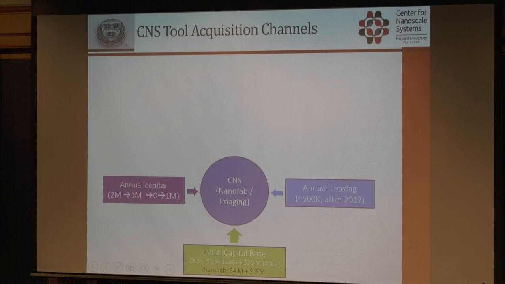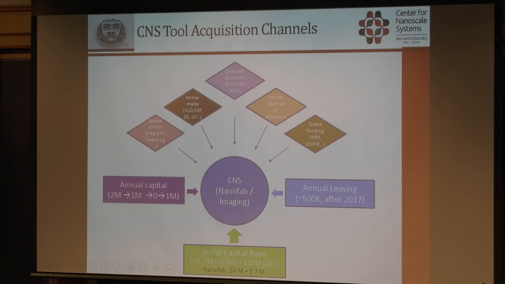Another interesting result is that after Bill joined, he managed to get approval from the school to give us an annual leasing budget of about 500K. So basically we can replace our workhorse tools, those very busy tools. We just lease some second-hand tools. Right now, that helps a lot. And also we are hungry, so we seek any other possible resource. One is that we're actively involved in MRI funding, and for example the Nanoscribe is one of my MRI programs, and some faculty also donate their startup or equipment to the center, but only occasionally.